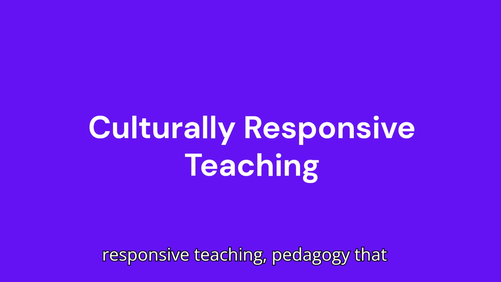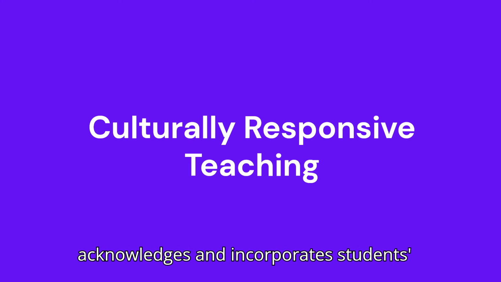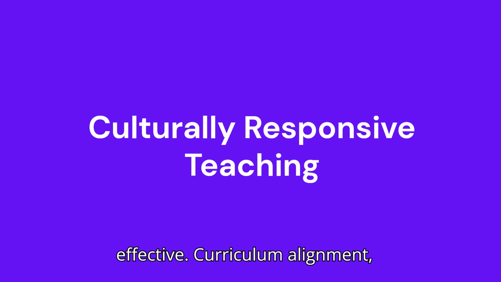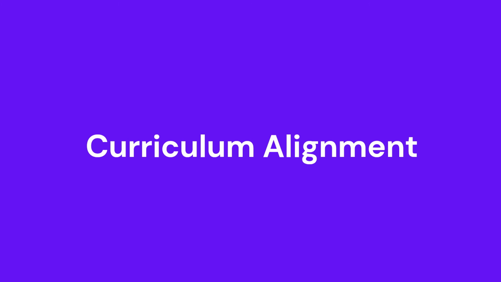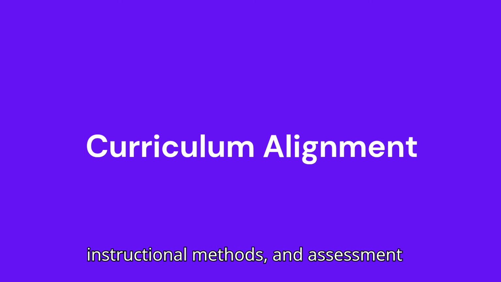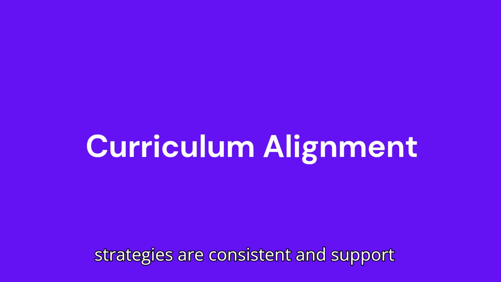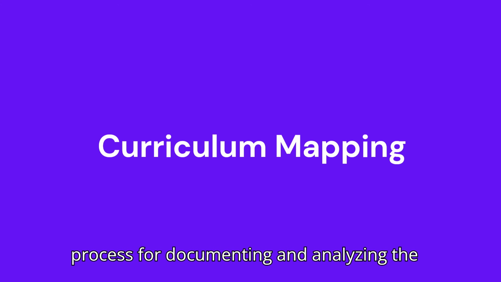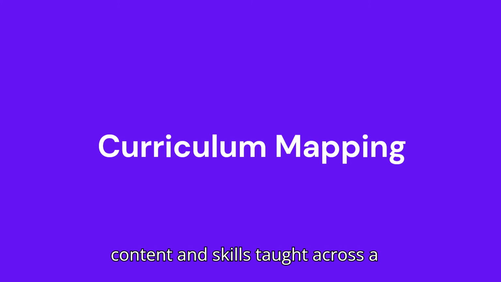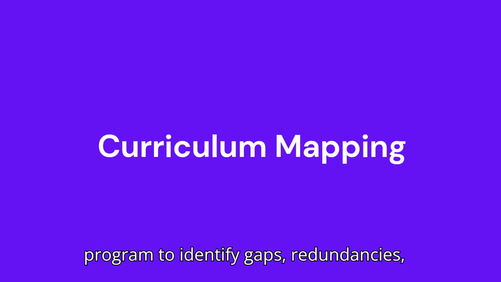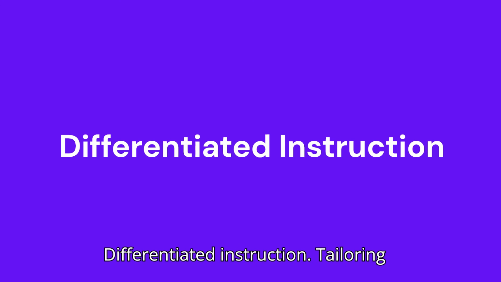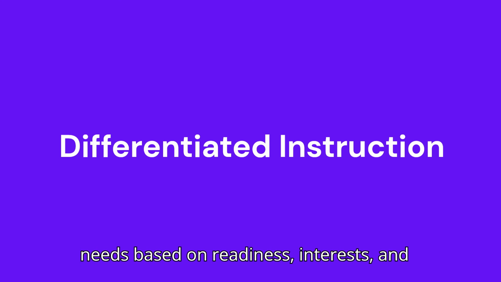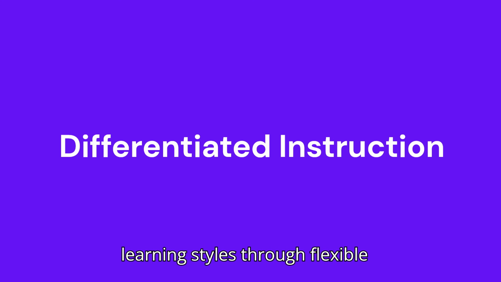Culturally responsive teaching. Pedagogy that acknowledges and incorporates students' cultural backgrounds and experiences to make learning more relevant and effective. Curriculum alignment. Ensuring that learning objectives, instructional methods, and assessment strategies are consistent and support each other. Curriculum mapping. A process for documenting and analyzing the content and skills taught across a program to identify gaps, redundancies, and coherence.